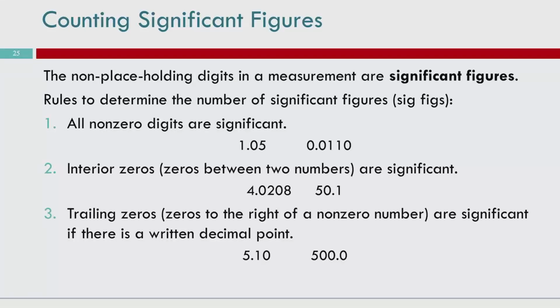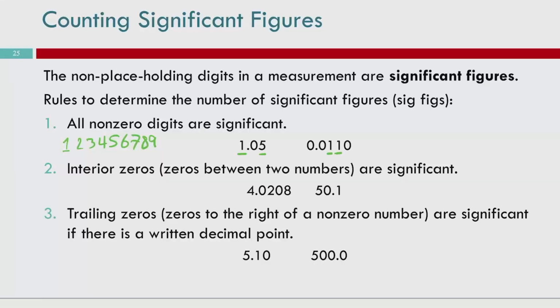So first, we need to count significant figures. Significant figures are non-placeholding digits in a measurement. What that means is a couple of things. We can go through it with a set of rules. So first, all non-zero digits are significant. Anything that's not a zero is significant, always. Nice. So that's like most of the numbers that we're going to encounter. Most of the digits that we'll encounter, those are significant. So the 1, the 5, the other ones, those are significant figures.